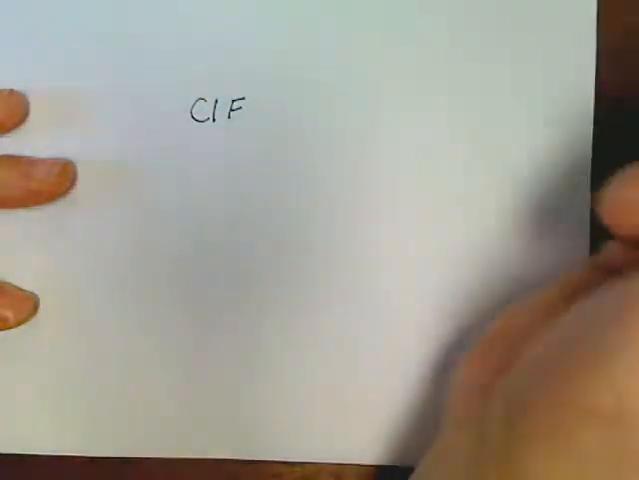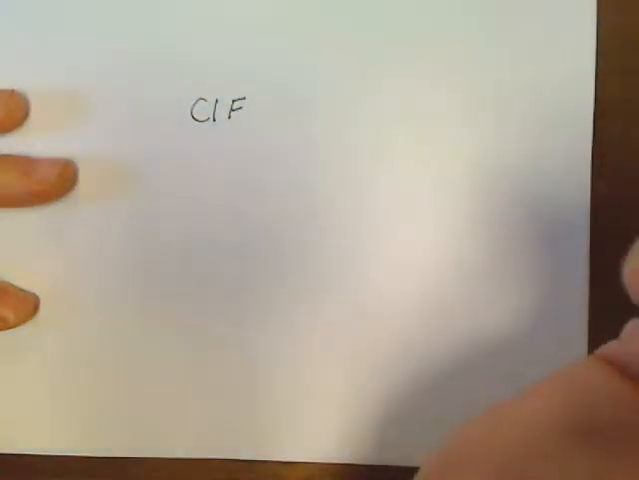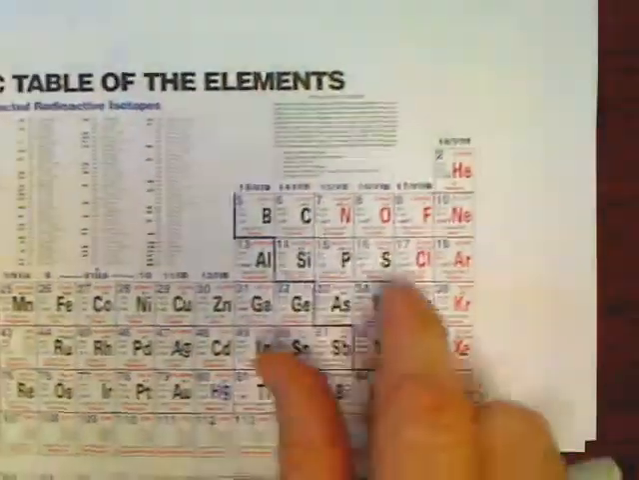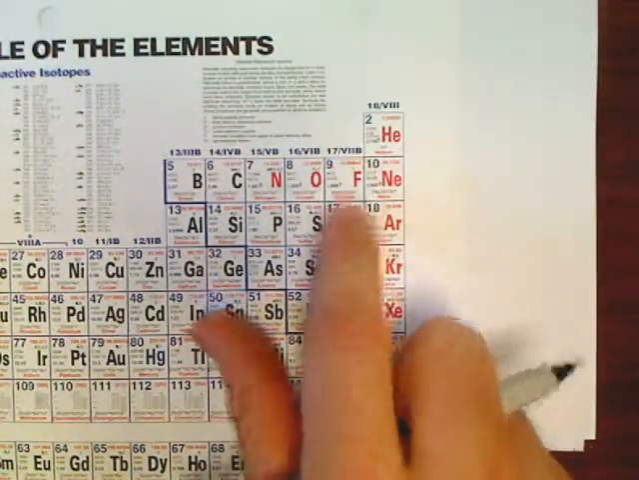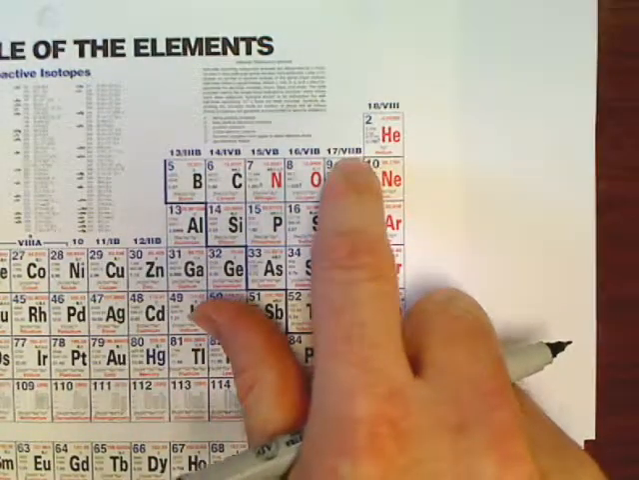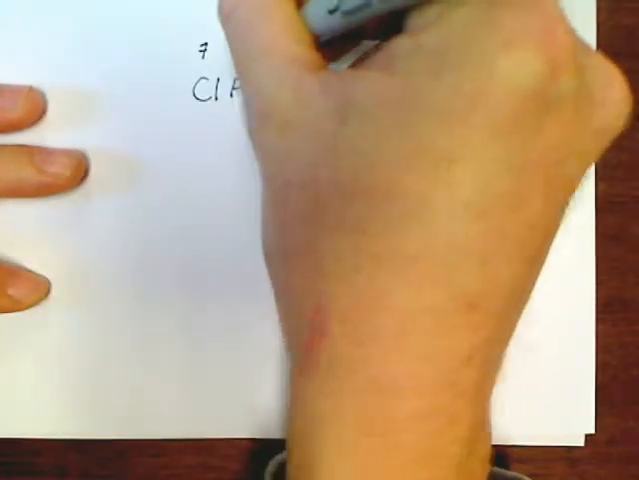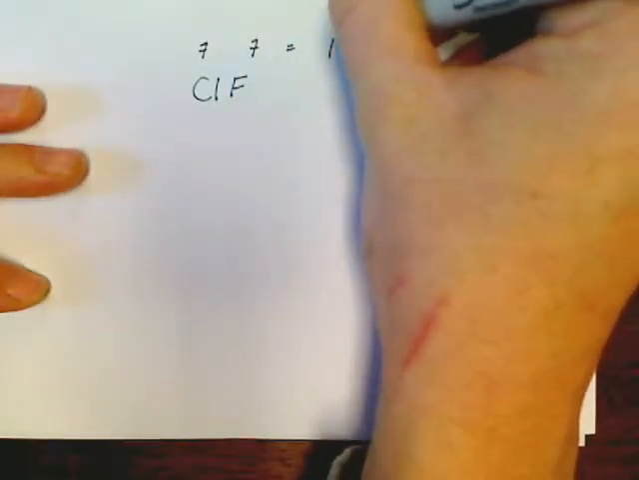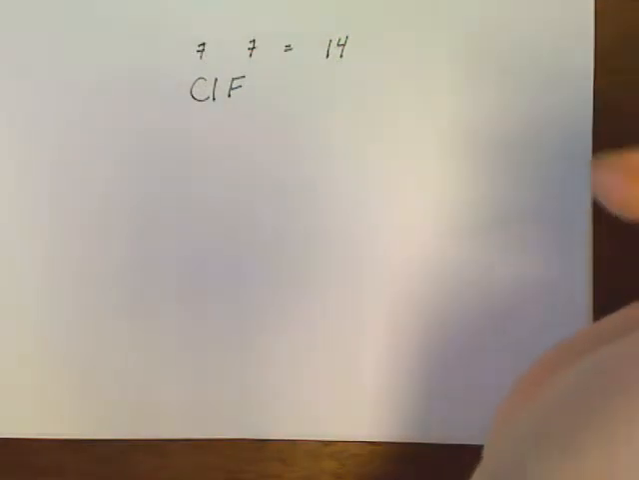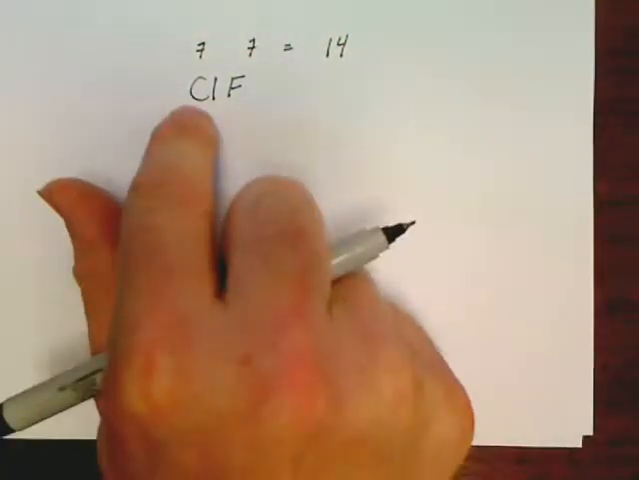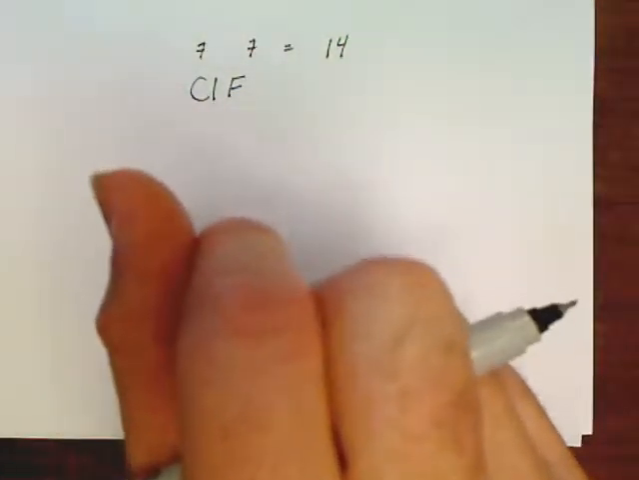ClF. Chlorine and fluorine together. So ClF, if I look up my valence electrons, chlorine is in family 7 and fluorine is also in family 7. So both of these have 7 valence electrons, giving me a total of 14. Now, this is where you might be like, which one do I pick for a center? I've only got 2 elements. Yeah, I know. That's what makes it great.